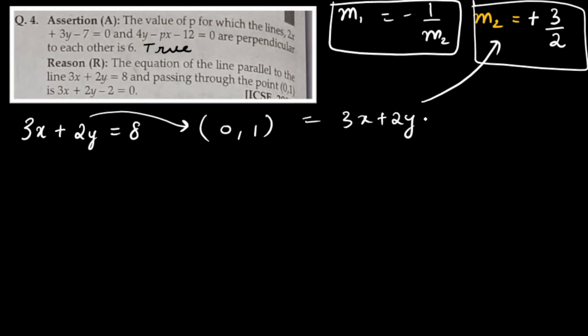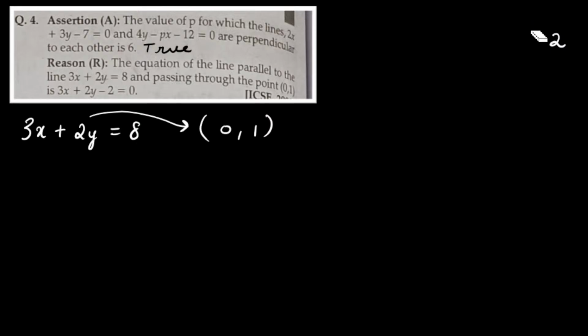A is true. The equation of the line parallel to the line and passing through the point (0, 1). So one equation of a line is there that we have to find. That is parallel to this line, and also it is passing through this point. They have mentioned that if any line is parallel to this line and passing through these coordinates, the equation should be 3x plus 2y minus 2 equals 0. So we have to check by finding the equation of that particular line.